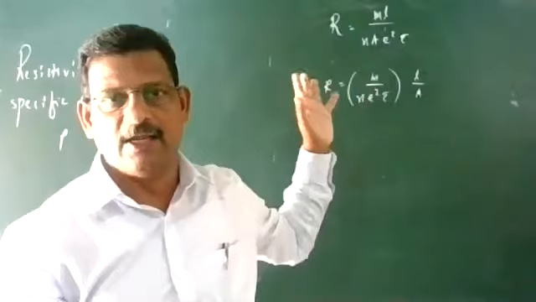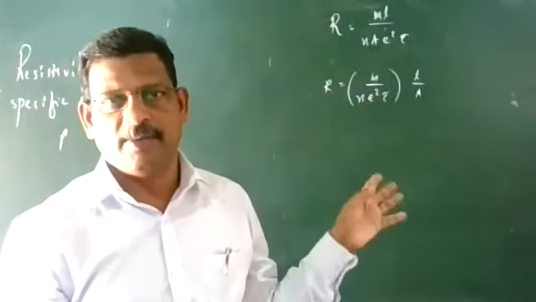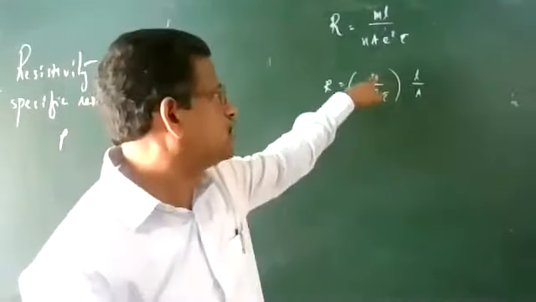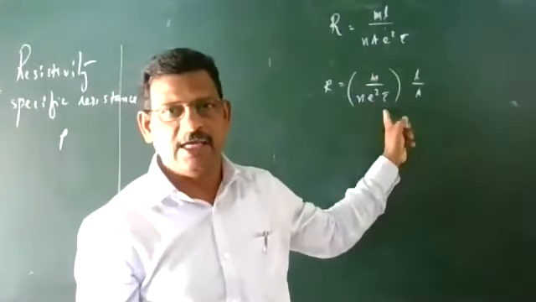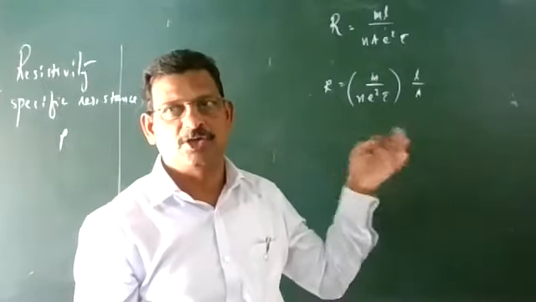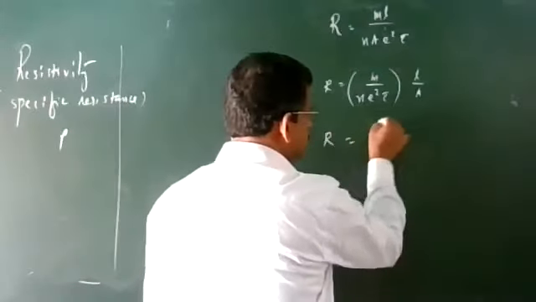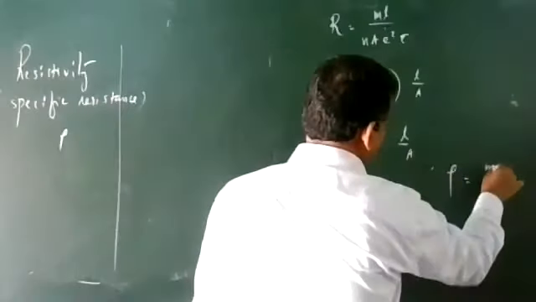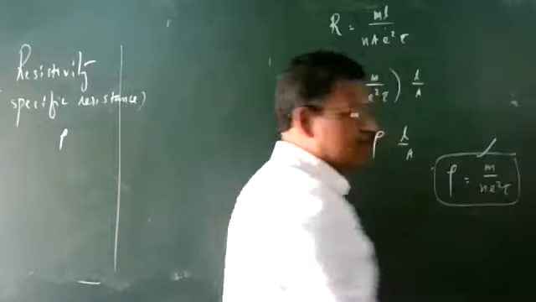You take a material at constant temperature. If you take a material, copper or aluminum, at a particular temperature, this value is a constant. m upon n e square tau will be constant for a material at constant temperature. And this constant is called the resistivity. So rho equals m upon n e square tau.